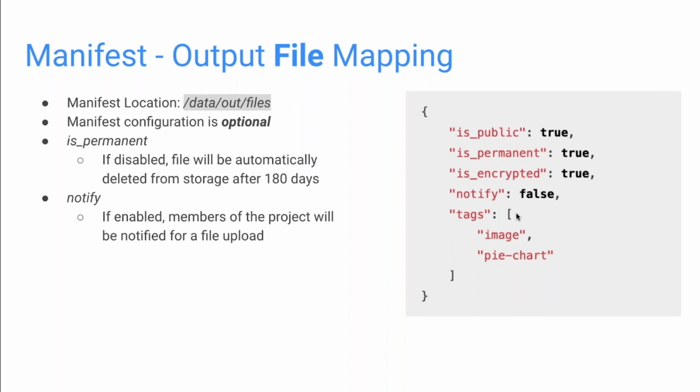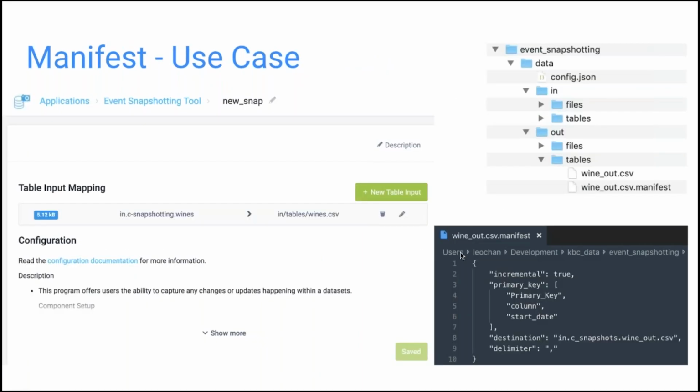Notify, if it's enabled, the members of the project will be notified of a file output. If it's not public, anyone outside the project will not be able to access it. This is one of the use cases for manifest.